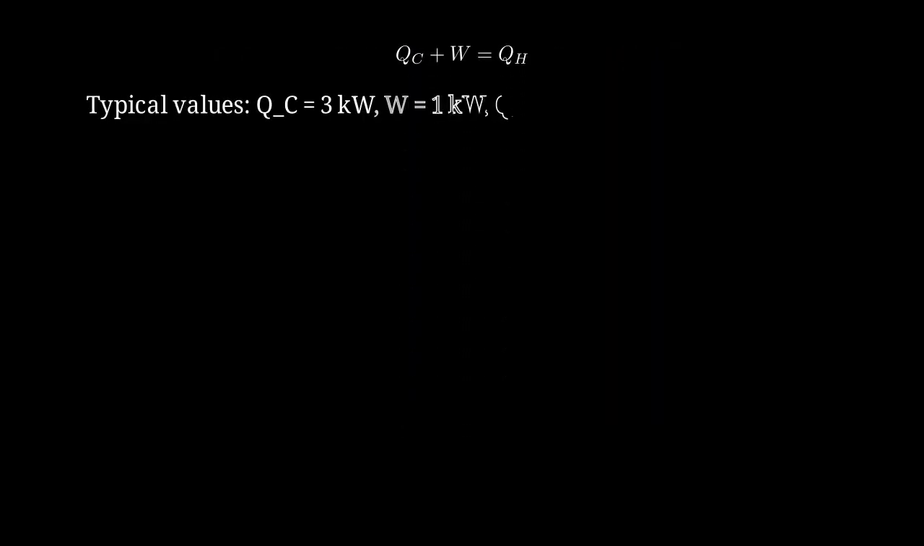For typical values, we might extract 3 kilowatts from the cold side, input 1 kilowatt of work, and reject 4 kilowatts to the hot side.